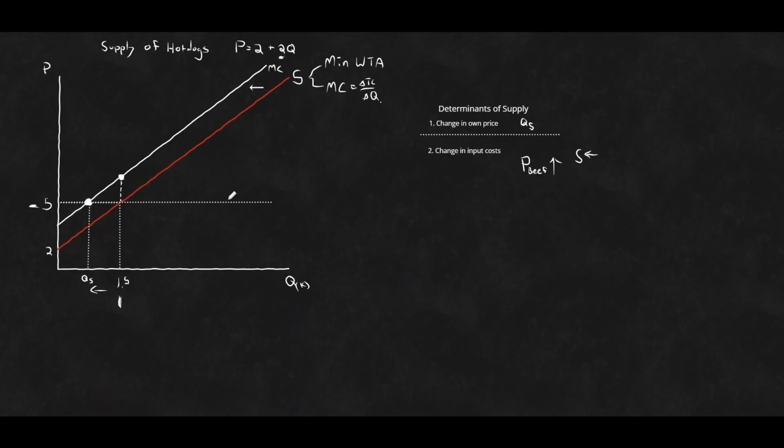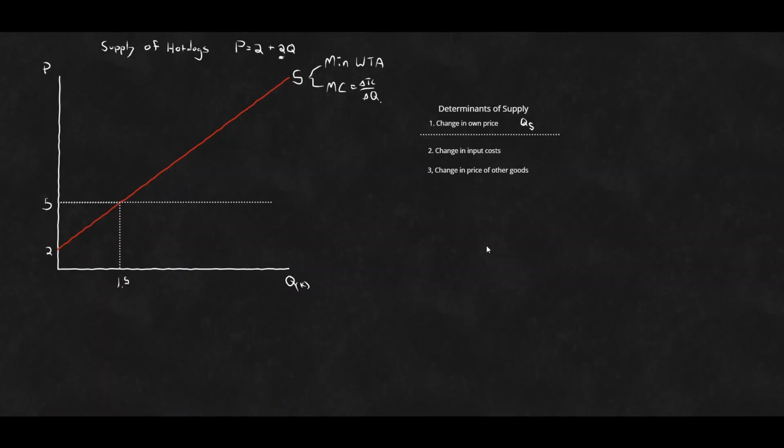Of course, if input costs got cheaper, if the price of beef collapses, well, our input costs are now lower. We could produce more at every price level. So this would be a great thing. This would be more production, more supply at our fixed price level. Let's carry on and take a look at our next determinant.